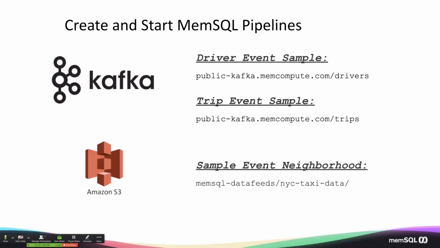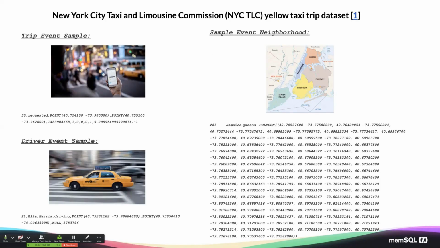So let's tell you about that data that we're going to bring in this first step. We have a Kafka instance deployed, and that Kafka instance will be leveraging 2 public topics. The first one is drivers, and the second one is trips. We'll also leverage an S3 bucket in which we have neighborhood data. So let's talk about a sample of this data.